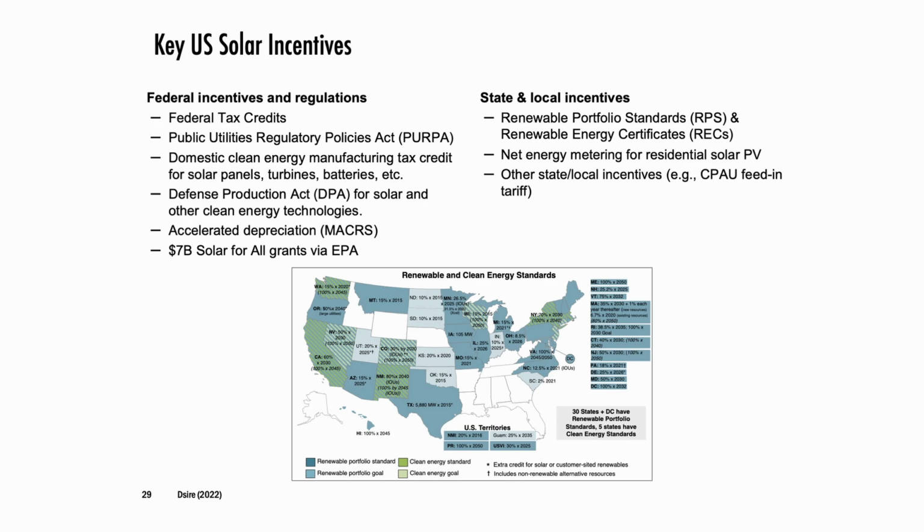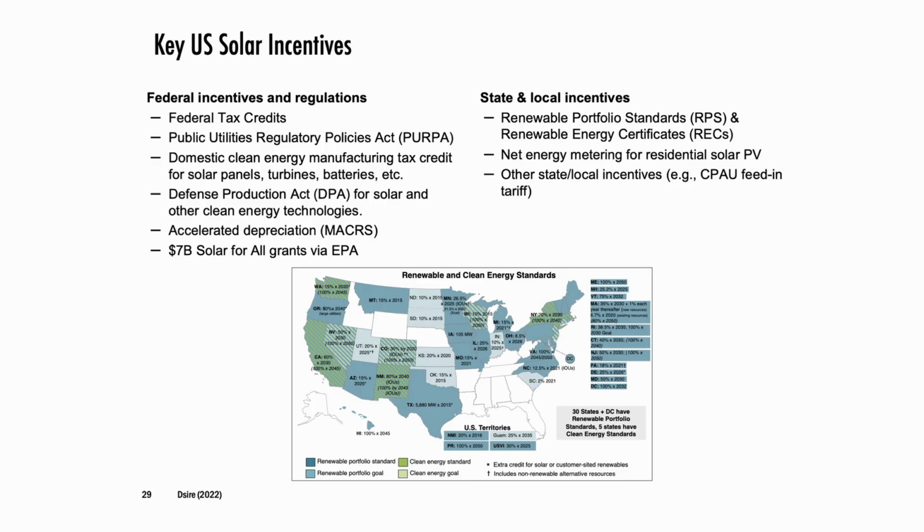And then you've got, this is all at the federal level, the $7 billion Solar for All program administered by the Environmental Protection Agency. This is a program that's part of the Greenhouse Gas Reduction Fund that was created out of the Inflation Reduction Act to provide funding for solar projects that benefit specifically low-income households.